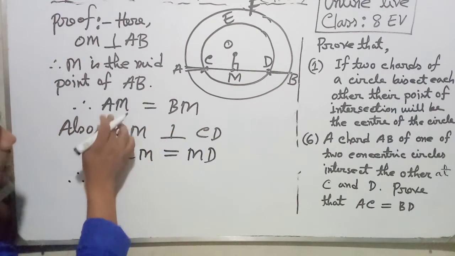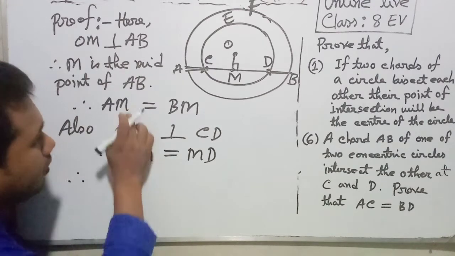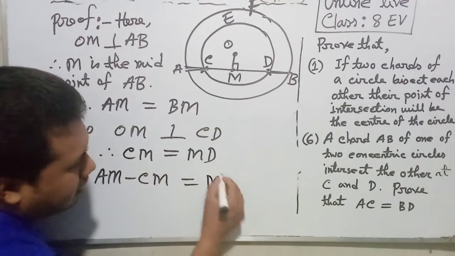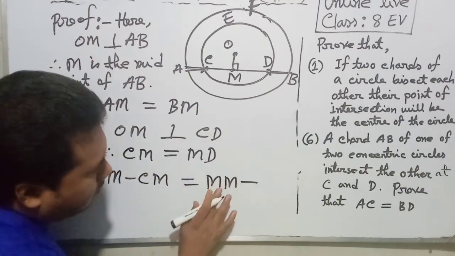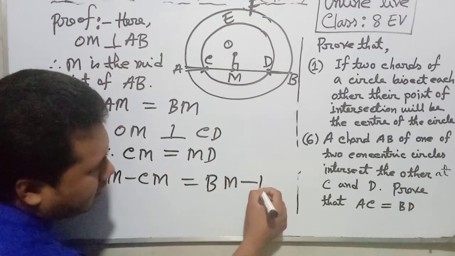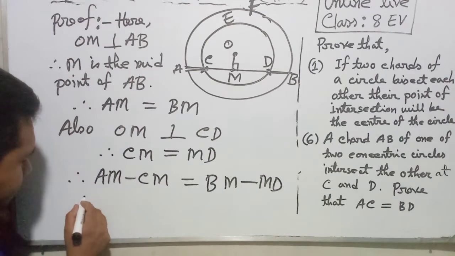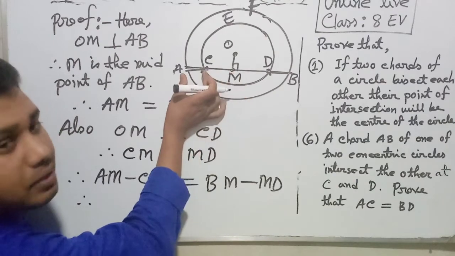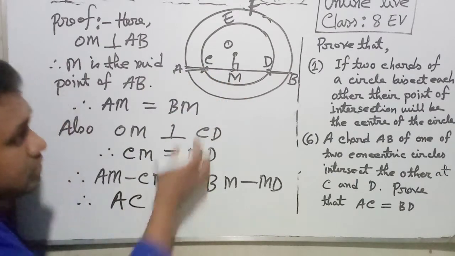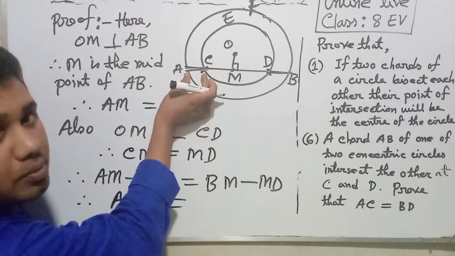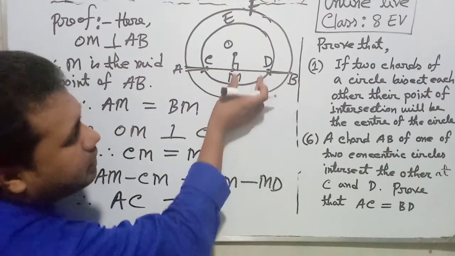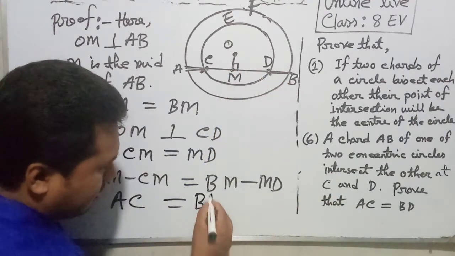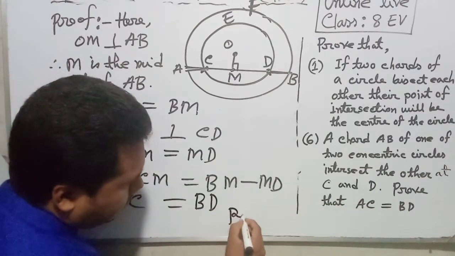Now we can write, if we subtract CM from AM, and if we subtract MD from BM, now look, AM minus CM will be AC. And if we subtract MD from BM, our answer will be BD. So we can write AC equals BD. So we can say proved.